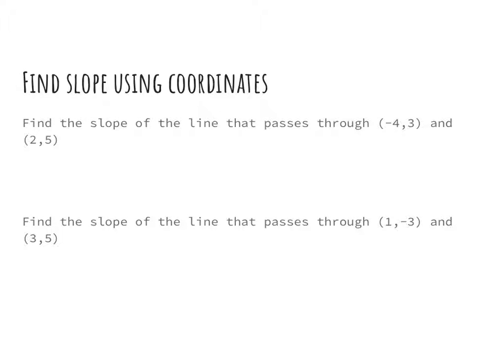So to do this, we got a couple of problems here. First thing we have to do is label one of them as x1, y1. Doesn't matter which one. And the other one is x2, y2. Okay, so to find our slope, we do y2 minus y1 over x2 minus x1. And then we just plug in the values.